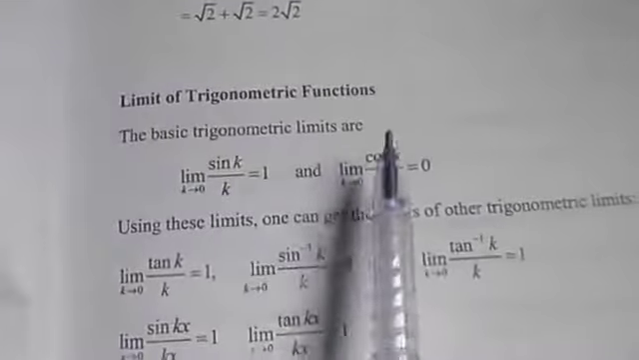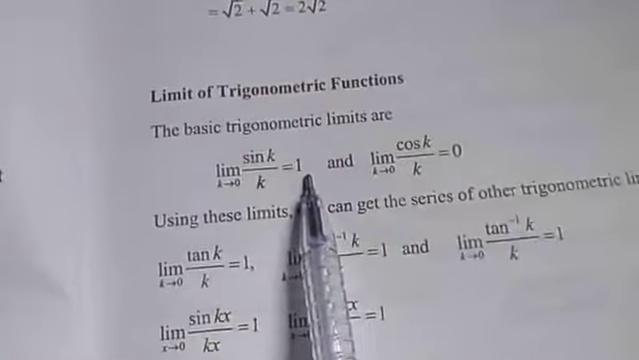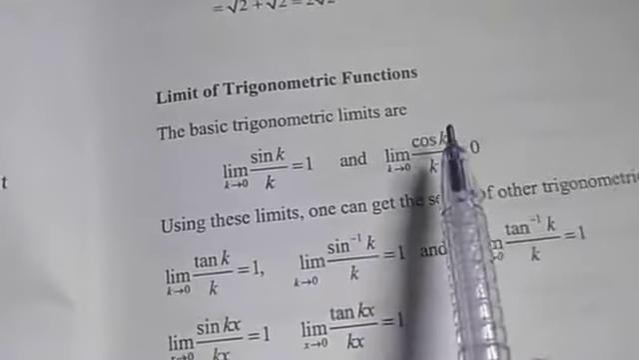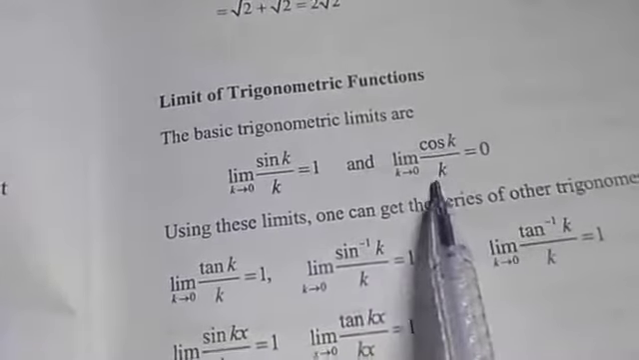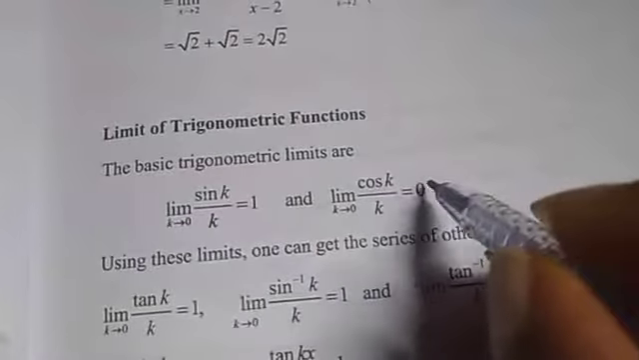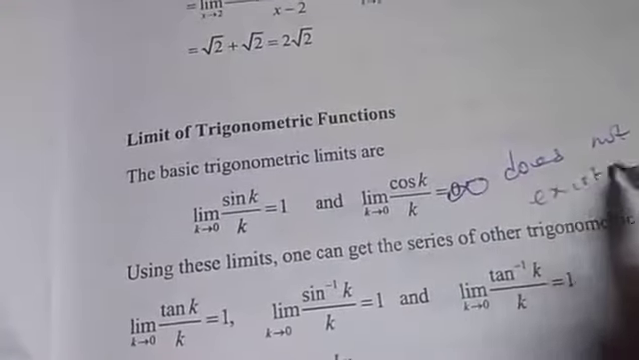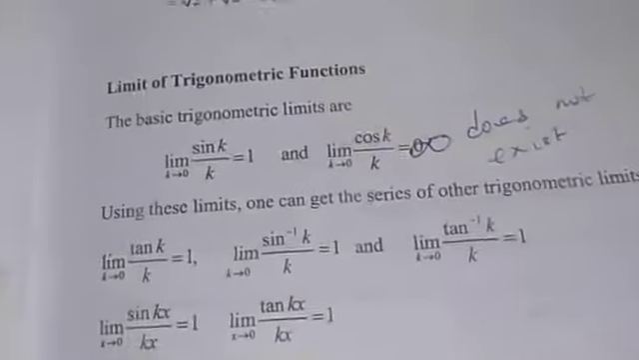The basic trigonometry limits are limit of sine k over k. We should always know that is equal to 1. Limit of cos k over k will give me infinity, or we can say that it does not exist. Also, limit of tan k over k is 1. And all this, you can study. There are formulas which we must know.